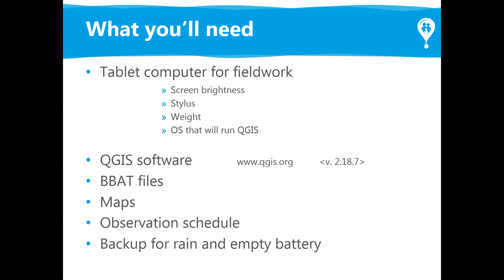Well, what do you actually need in order to deploy the BBAT observation tool? First of all, you will need a tablet computer, and the thing you need to consider when looking for the computer is screen brightness. I think it's the most important factor, because while doing observations in bright sunlight, you really want to be able to see what's on your screen. So look for screen brightness of 400 nits and above.